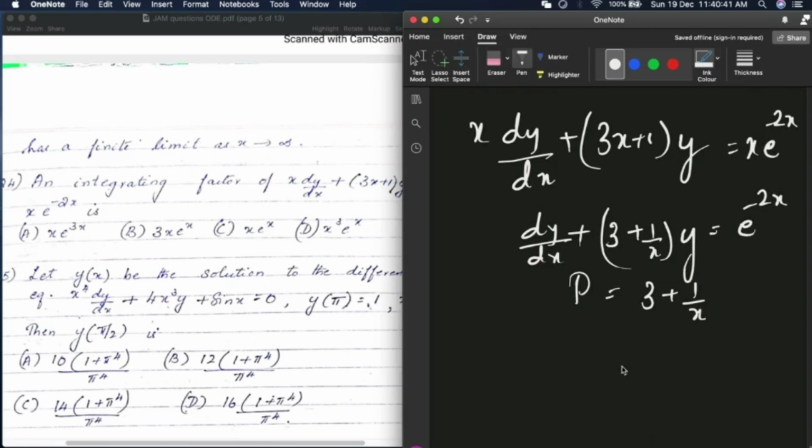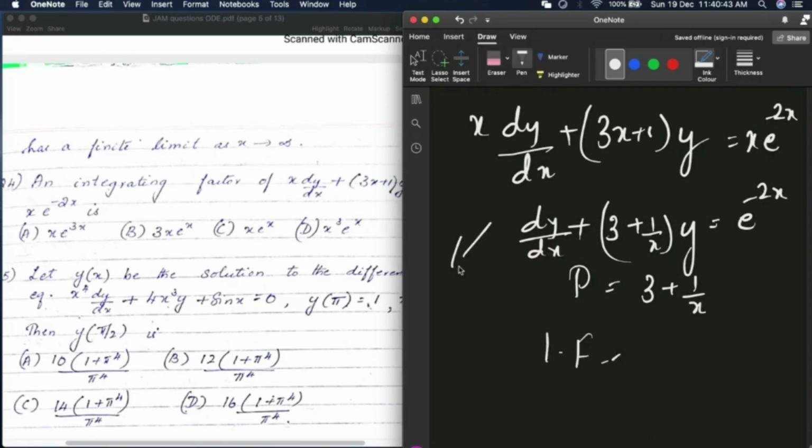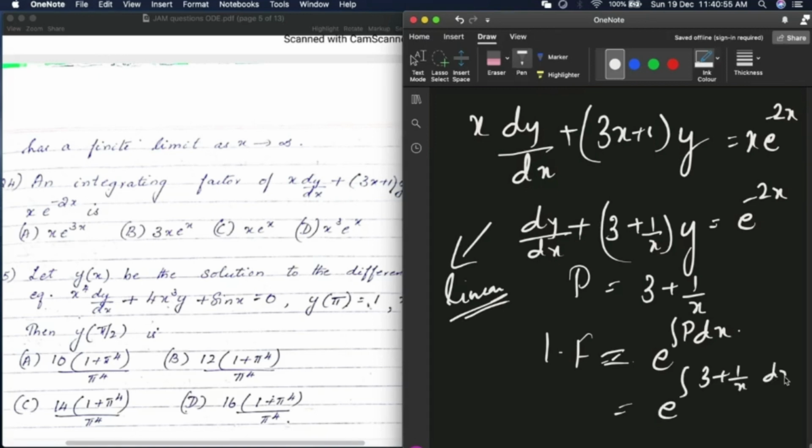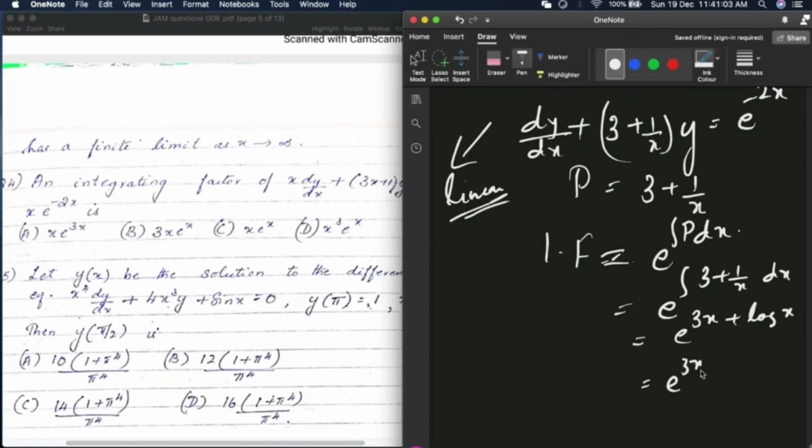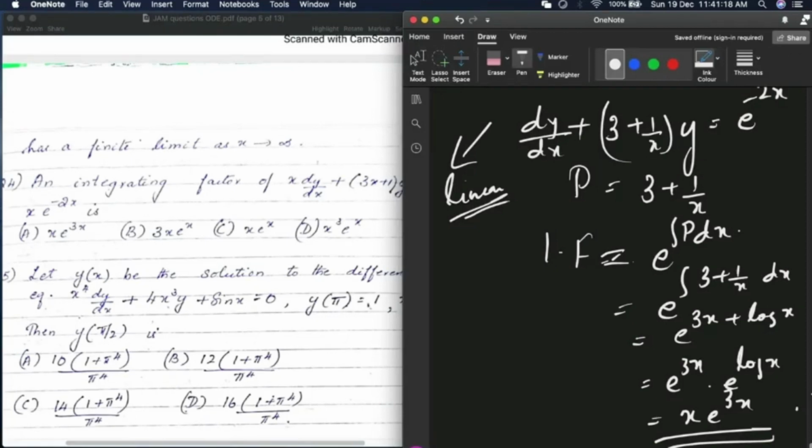So your integrating factor for the linear differential equation, this is linear, is e raised to integral p dx. It's equal to e raised to integral 3 plus 1 by x dx, which is e raised to 3x plus log x. So I can write this as e raised to 3x into e raised to log x, that's x. So x e raised to 3x is your integrating factor. Whenever it's linear, you are finding the integrating factor and making it exact and then writing the solution.